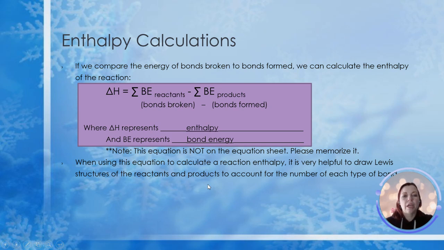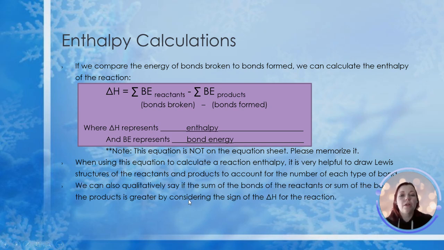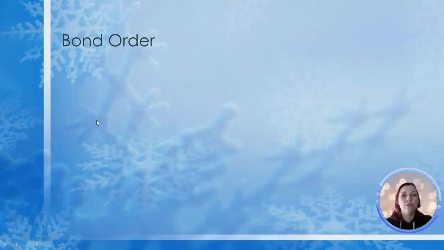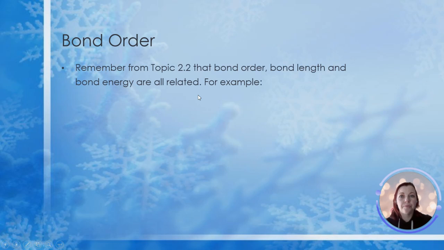When using this equation to calculate a reaction enthalpy, it is very helpful to draw Lewis structures of the reactants and the products to account for the number of each type of bond, because you need to know exactly how many of each individual type of bond is present in the reactants and in the products. We can also qualitatively say if the sum of the bonds of the reactants or the sum of the bonds of the products is greater by considering the sign for the delta H for the reaction. So we're going to look at both of those cases here.